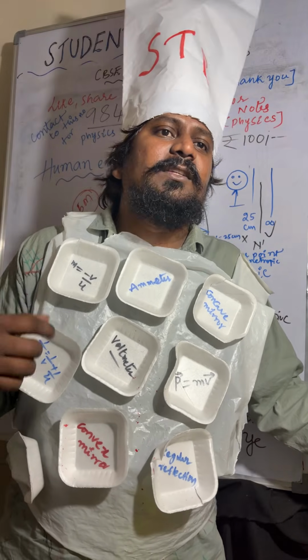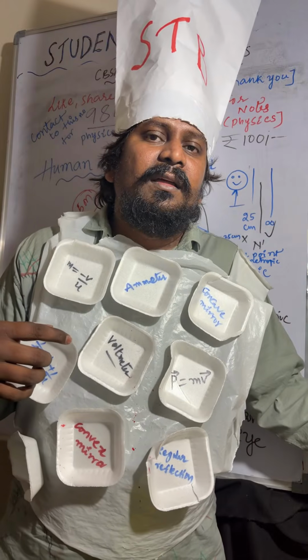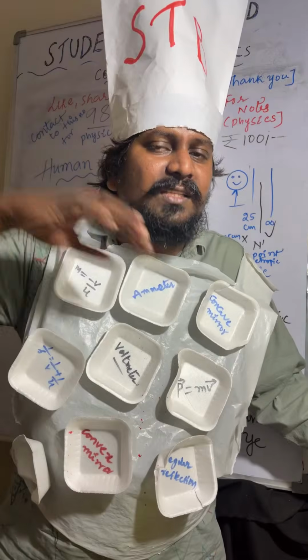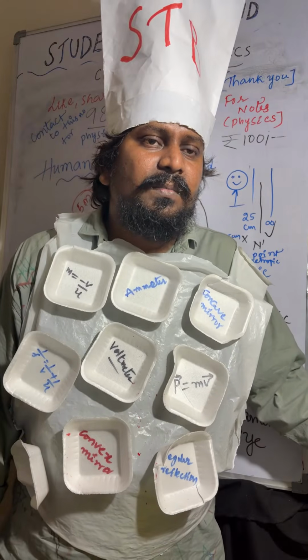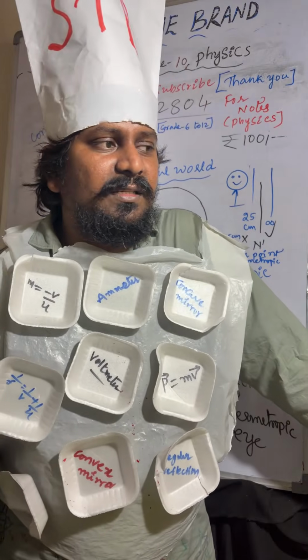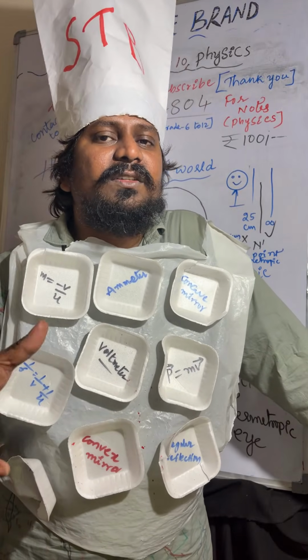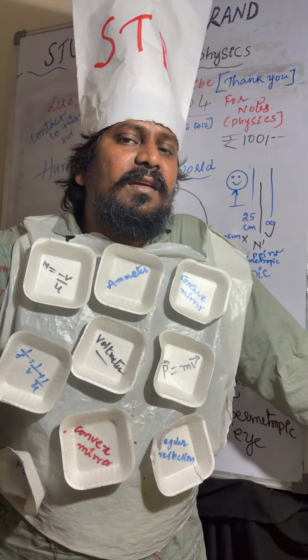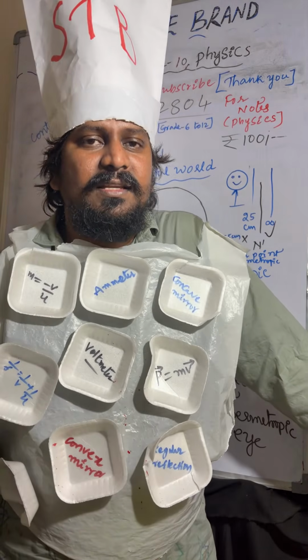So coming to presbyopia, the person can't see near distance as well as far distance. For that correction, we are using bifocal lens. The upper portion is concave lens, and the lower portion is convex lens.